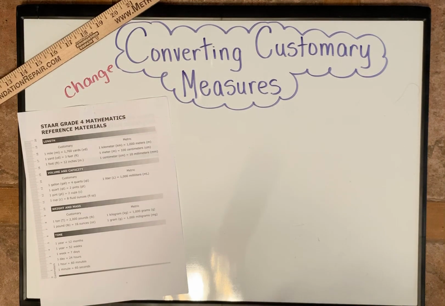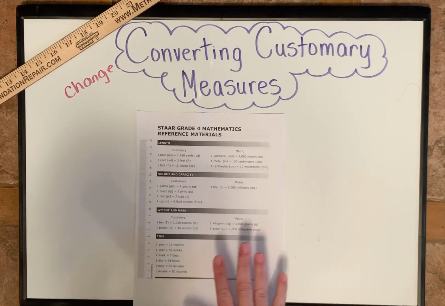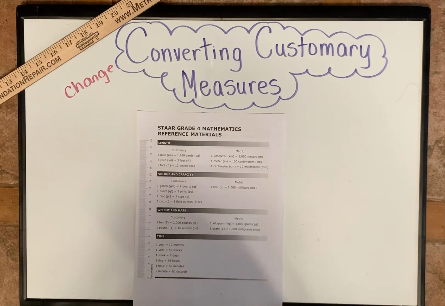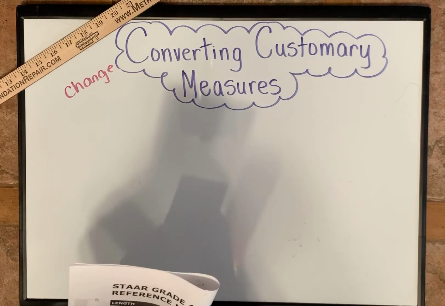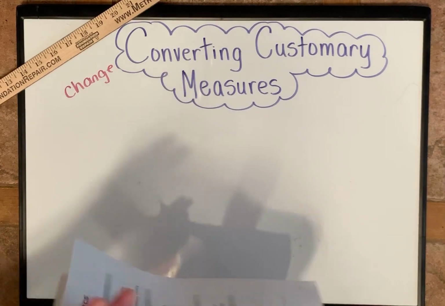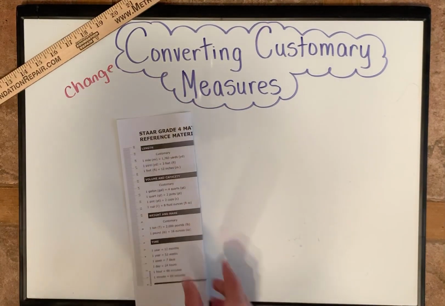So if you remember, on your conversion chart, it's into two categories. On the left-hand side are your customaries, and on the right-hand side are your metrics. We're not going to worry about metrics today, so I'm actually going to fold this in half just because we don't need to worry about that today. We only need to worry about this side right here.